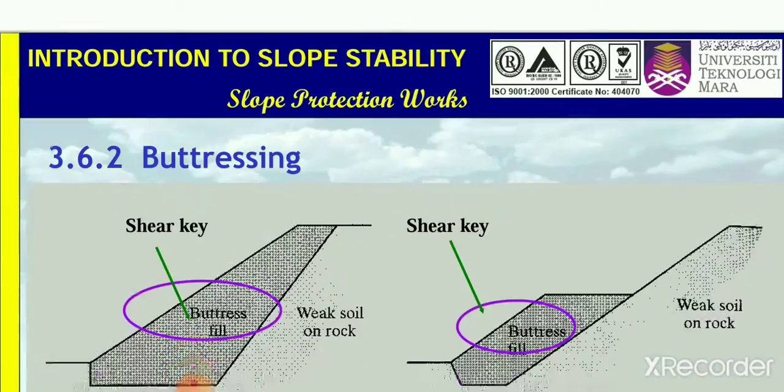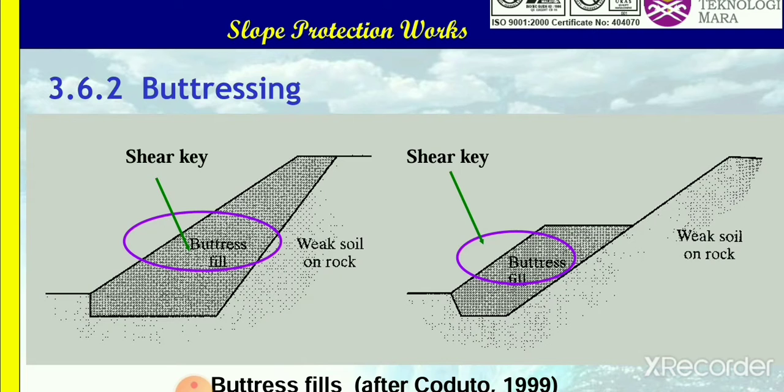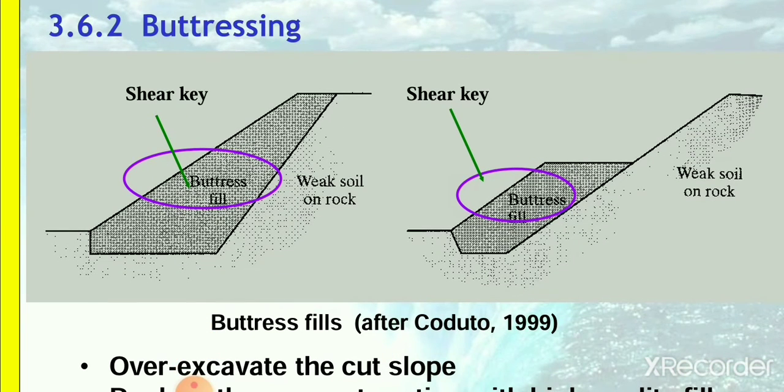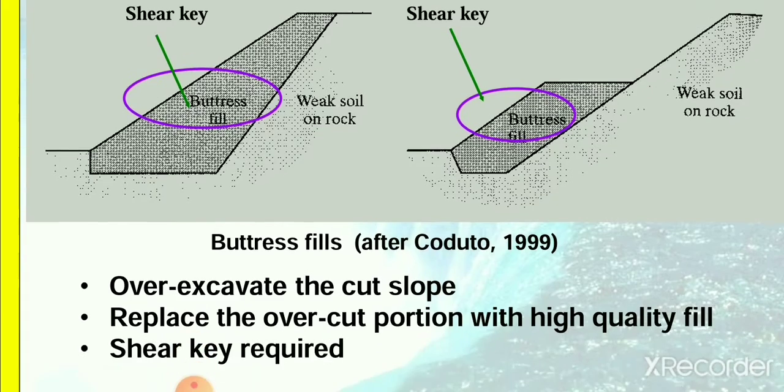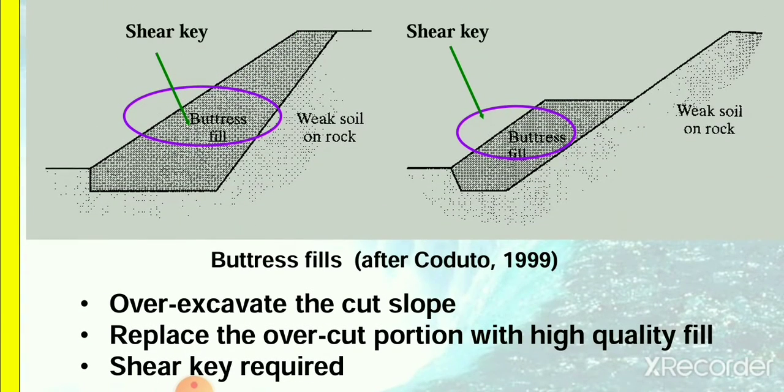So second, buttressing. This is the diagram of buttressing that needs a shear key. It is over excavation of the slope. Replace the overcut portion with high quality fill. Then shear key required.